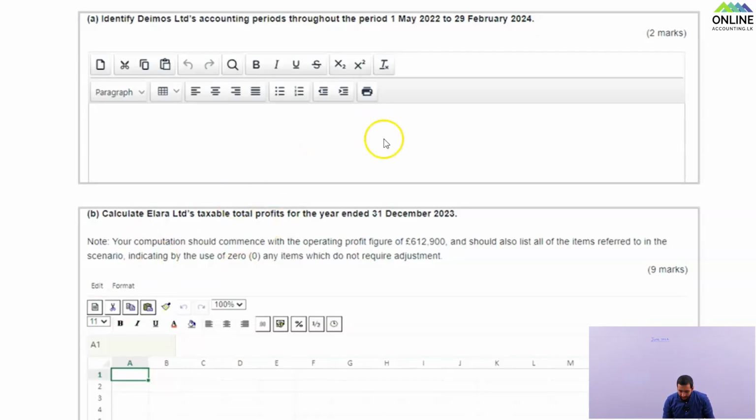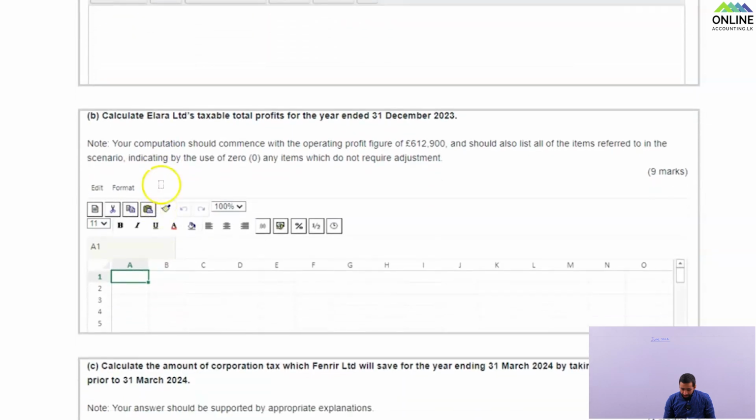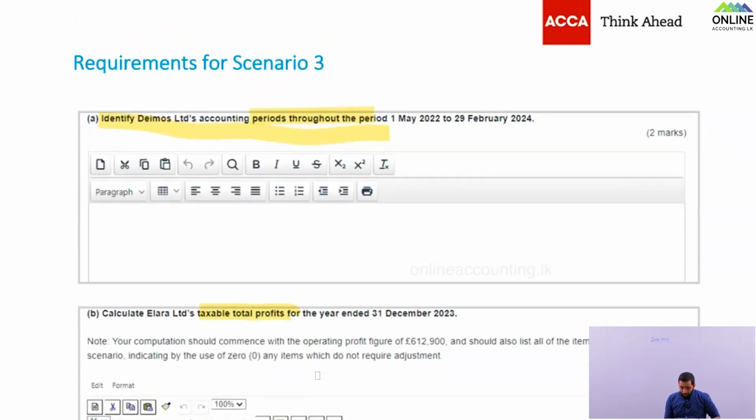Identify the delimited accounting periods throughout the period 1st May 2022 to 29th Feb 2024. So that is very important. They are asking for the accounting periods. That is very important. So the accounting periods, and then calculate the taxable total profit. Yes, they are asking not the income tax liability but the taxable profits. So that is very important. And then calculate the amount of corporation tax that will be saved for the year ending, if the three measures prior to 31st are taken. Yes, very important. So make sure you understand.